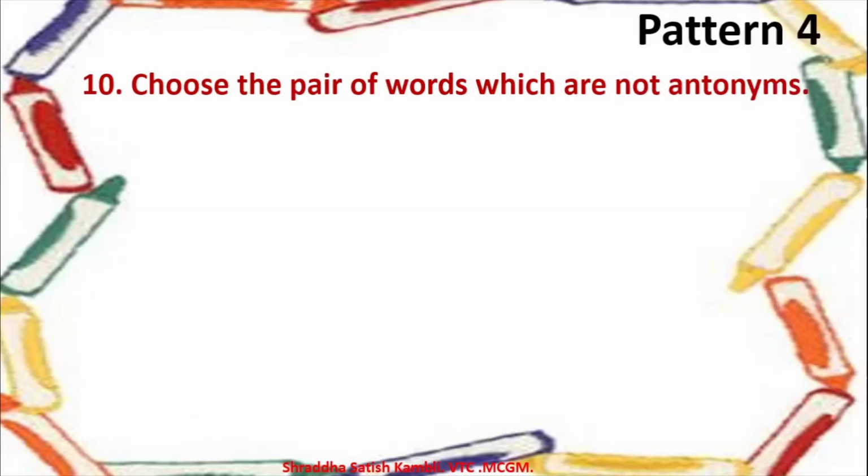Moving on to pattern 4. Now here you have to do the opposite of what you did in the previous exercise. So you choose the pair of words which are not antonyms. Okay, so you in fact choose a pair of words which are synonyms. Let's see.